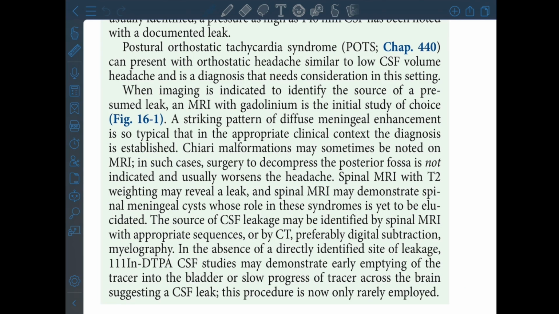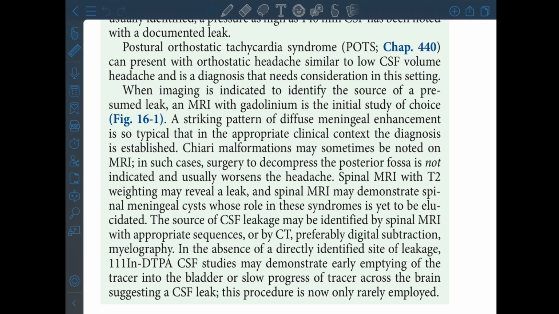Figure 16.1: Magnetic resonance image showing diffuse meningeal enhancement after gadolinium administration in a patient with low CSF volume headache. Chiari malformations may sometimes be noted on MRI. In such cases, surgery to decompress the posterior fossa is not indicated and usually worsens the headache. Spinal MRI with T2 weighting may reveal a leak, and spinal MRI may demonstrate spinal meningeal cysts whose role in these symptoms is yet to be elucidated.